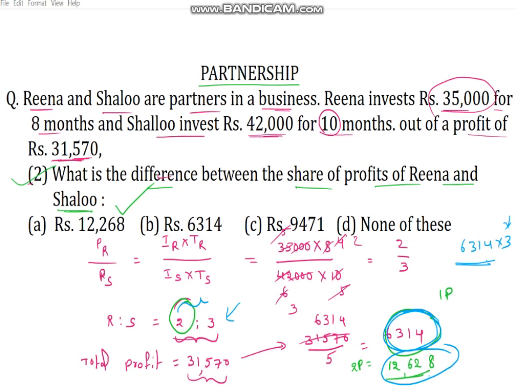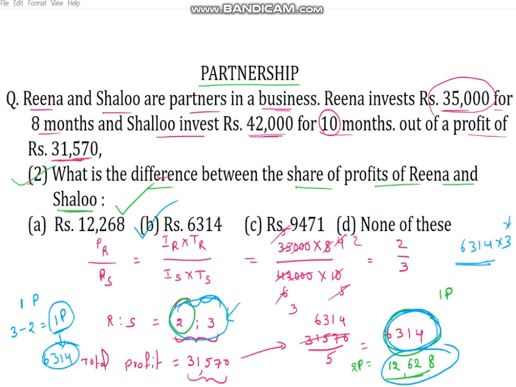What is the difference here? In their ratio, the difference is only one part. 3 minus 2 equals 1 part. So, what is the value of 1 part? 6,314 is the 1 part value. So, option B is the answer.